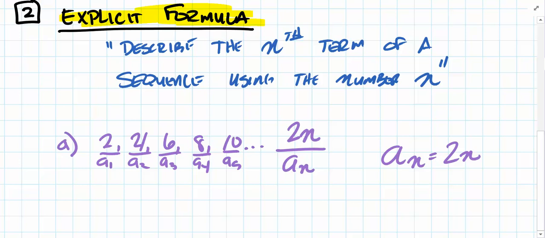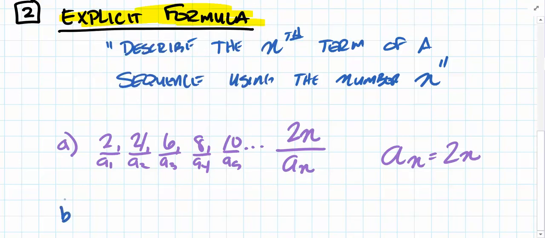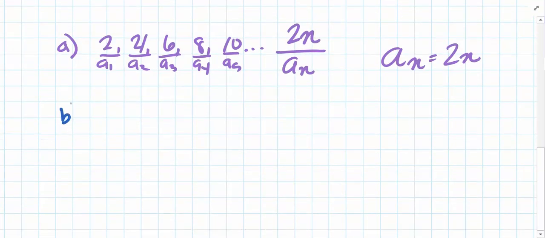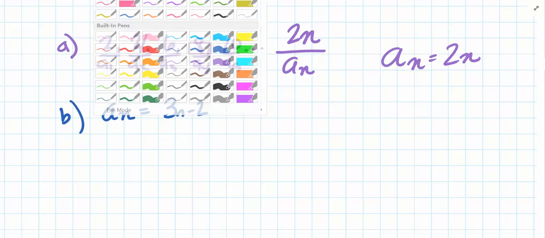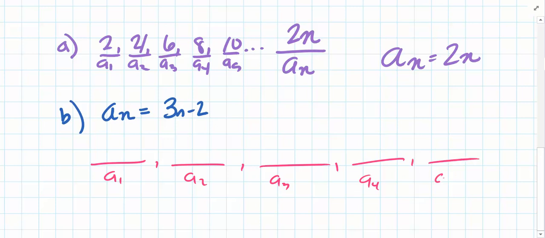Right? So let me give you another one here. Let's do example B, different color. I'll move this up. These are all explicit formulas. I'm going to tell you that a sub n, the sequence is generated by 3n minus 2. We generate the sequence by the explicit formula a sub n is 3n minus 2. Let's write out together the first 5 terms. So I want a sub 1, comma, a sub 2, comma, a sub 3, comma, a sub 4, comma, a sub 5, and then so on.